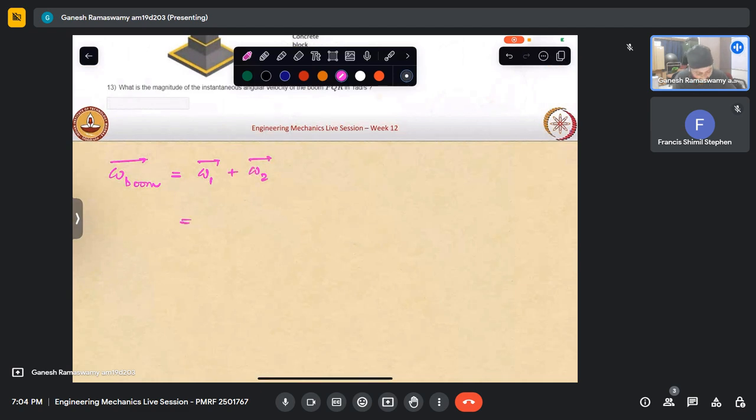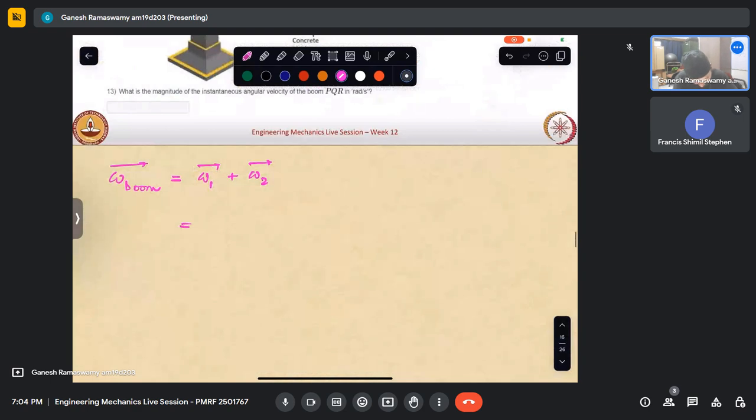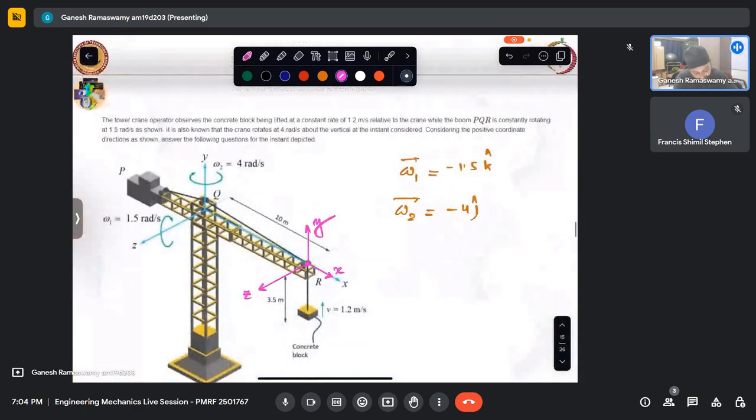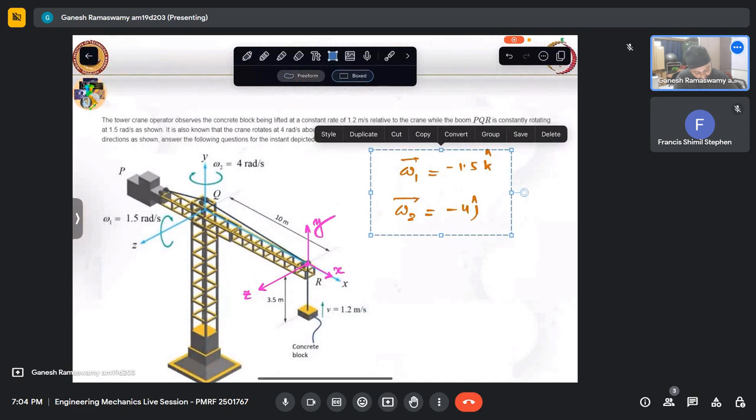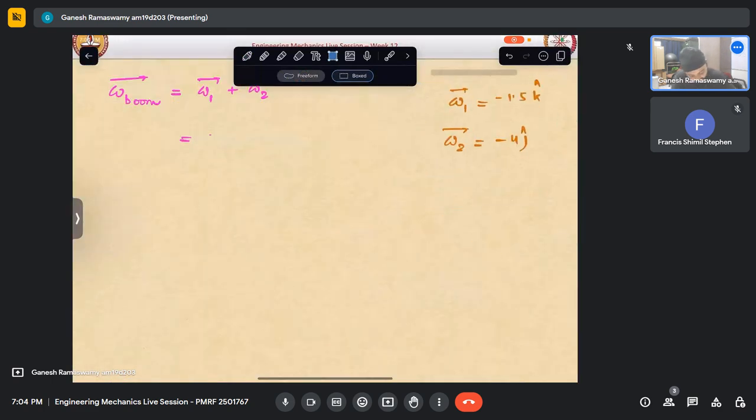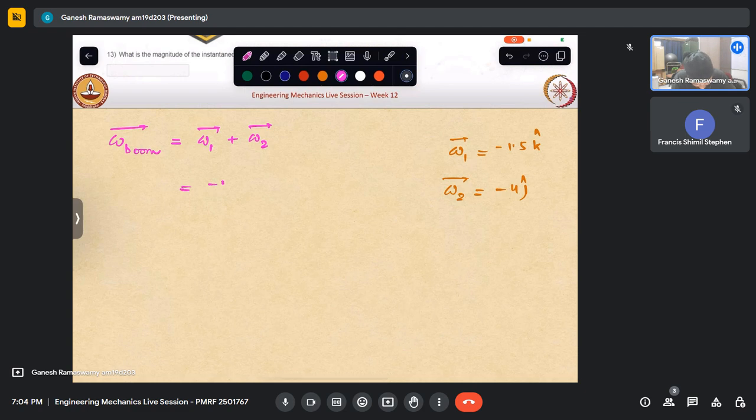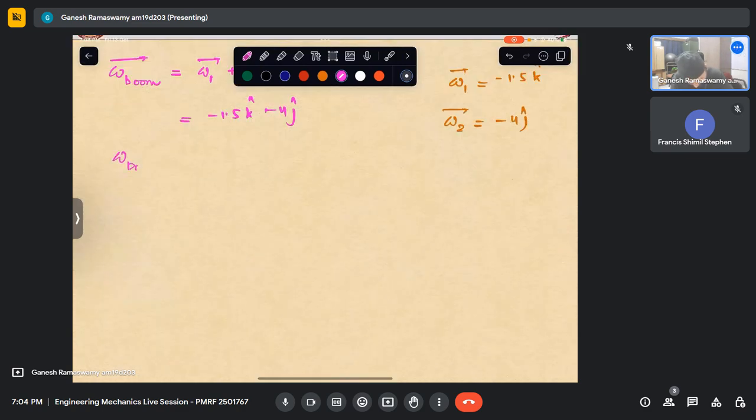So this is from here. We can see what is omega 1. It is minus 1.5 k minus 4 j. So I'm just writing with i, j, k in order so that when we take cross products, we don't mess things up. So this is 4j minus 1.5 k.